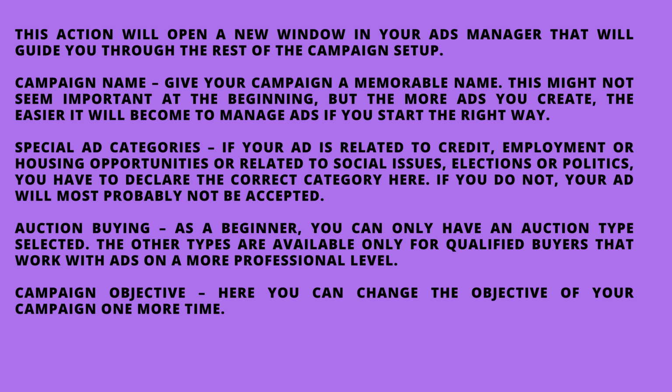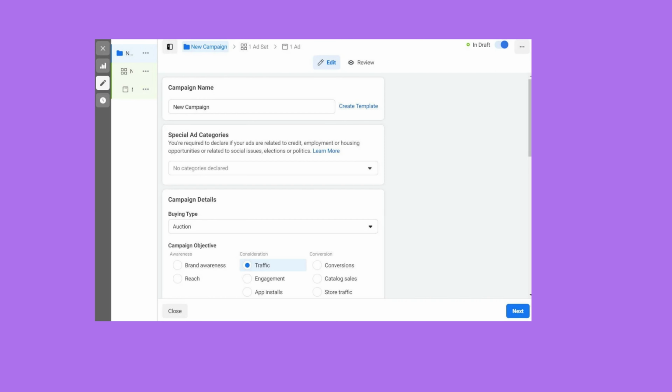AB test: create two similar ads that Facebook will test against each other. The result of an AB test will let you know what ad performs better, so that you can allocate more resources towards the winning ad. Creating an AB test is not recommended for beginners.